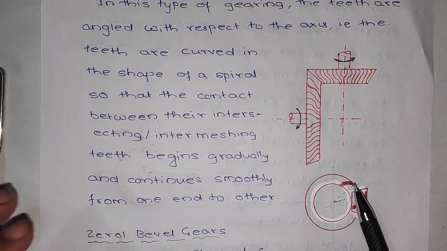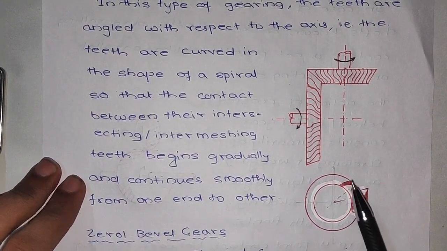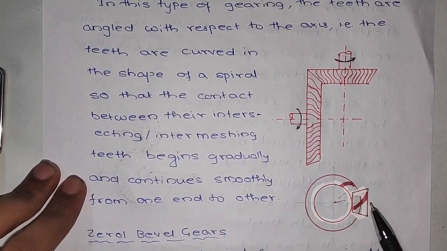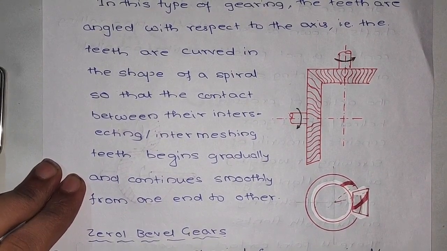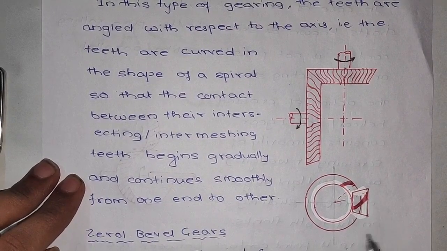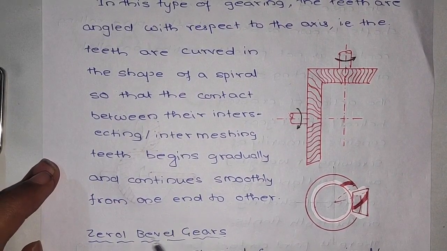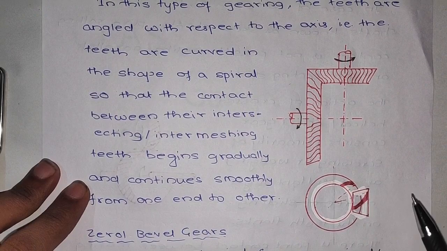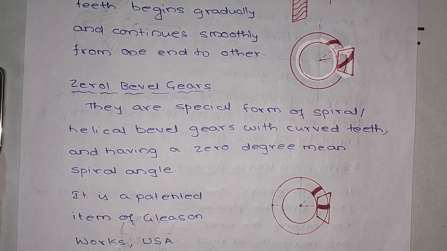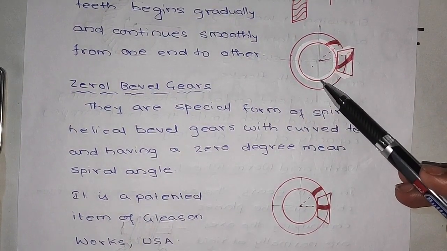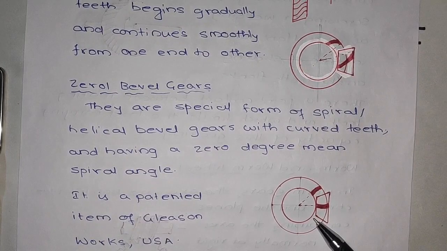So this is about the spiral helical gears, and there is a slight modification done by Gleason Works USA, who have patented this design, and that modification we call the Zerol bevel gears. Let us see the difference between the helical bevel gear and the Zerol bevel gear. You can see the basic difference here. This is the helical bevel gear and this is the Zerol bevel gear.